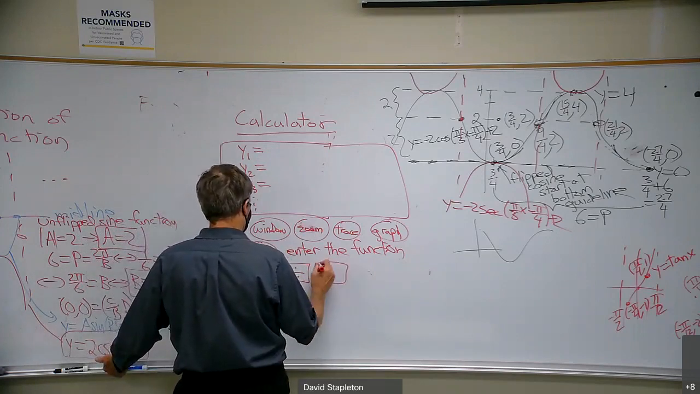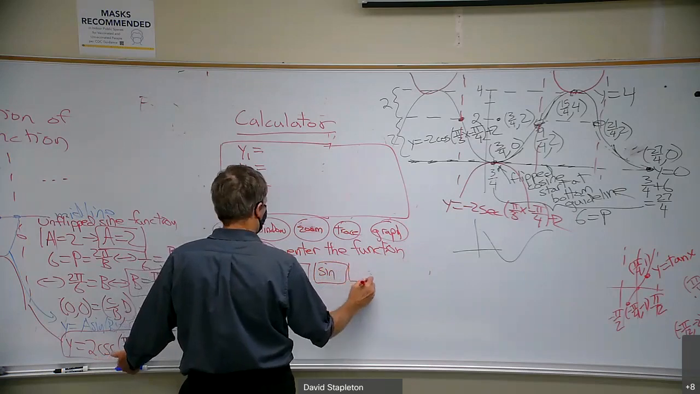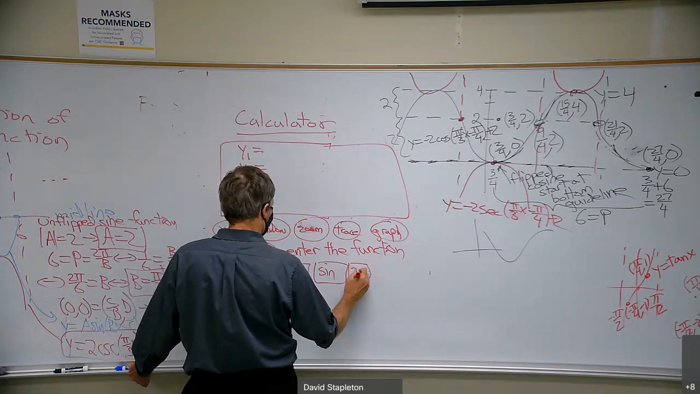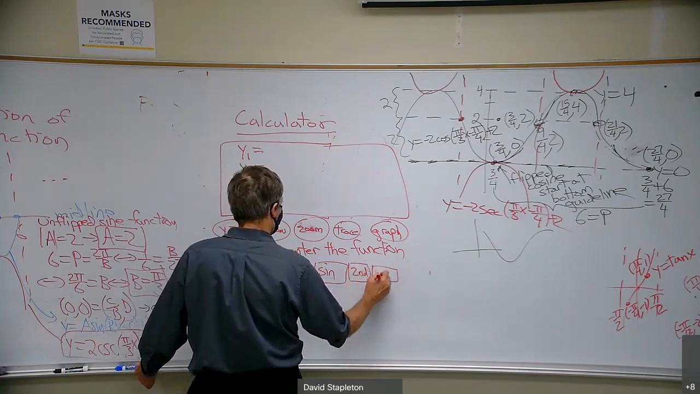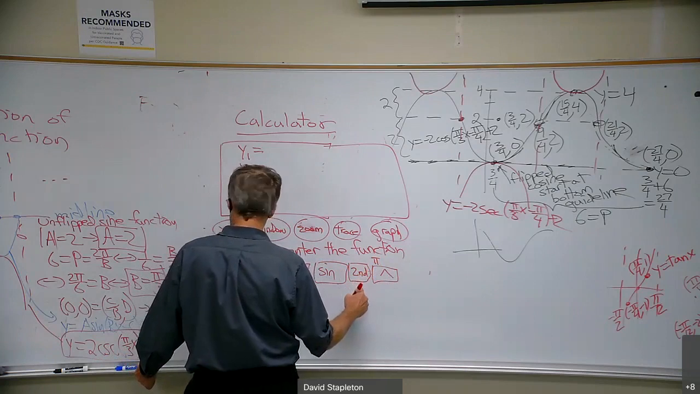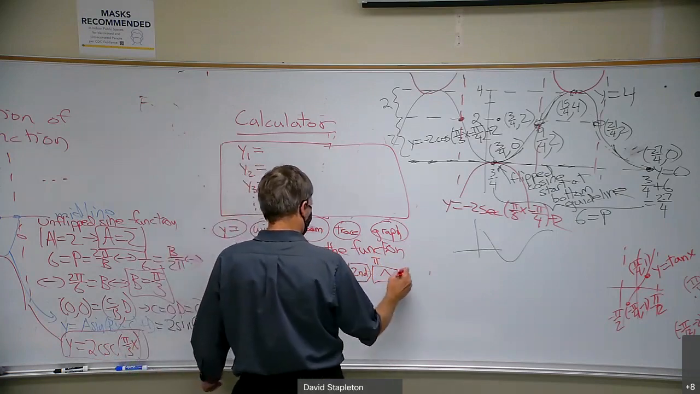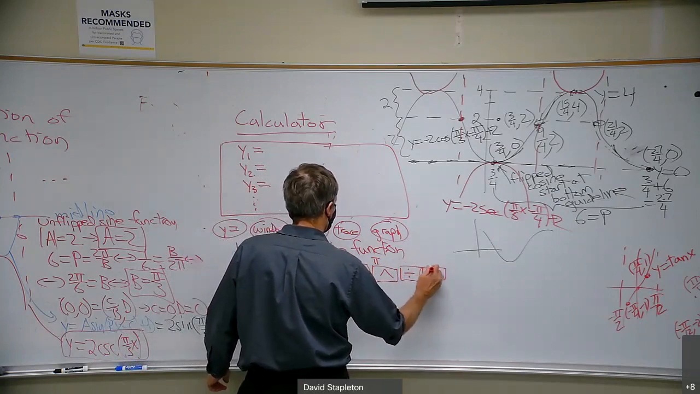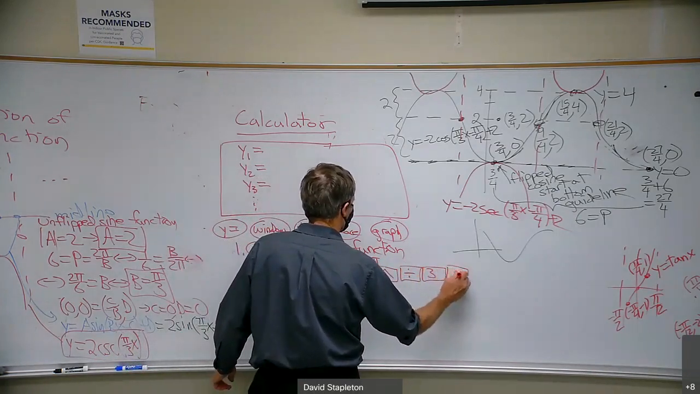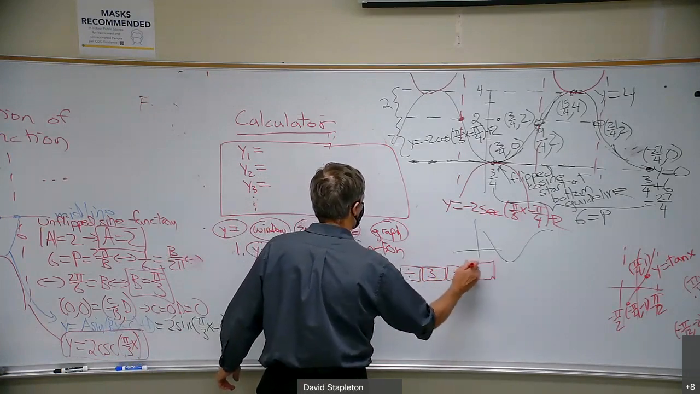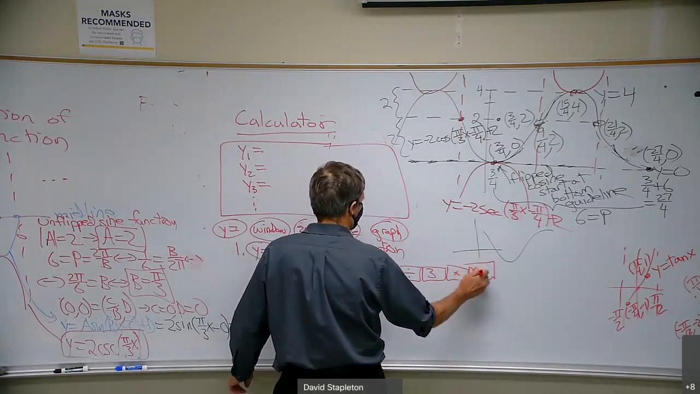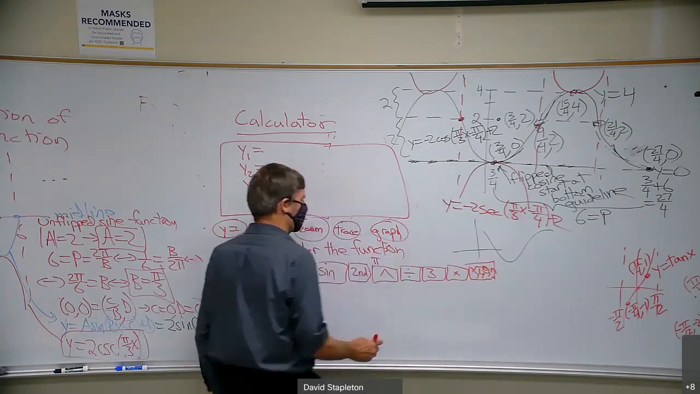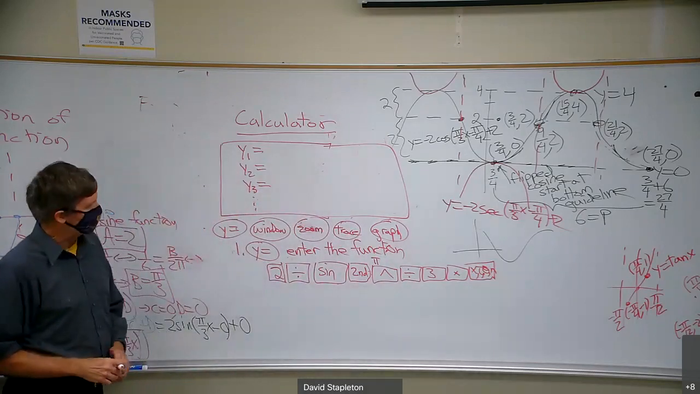sine. Pi is gotten by second caret. Pi is up above here. Divided by 3, times x. And the x button on the calculator says x tau theta n. It doesn't say x on it on the TI-84, at least it says x tau theta n.